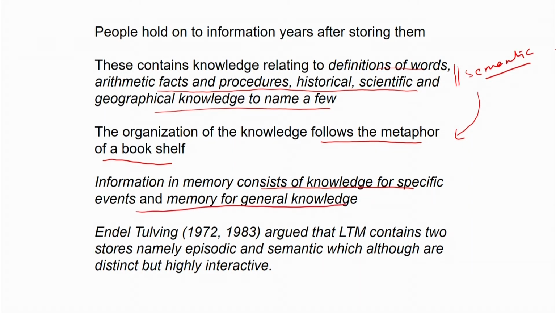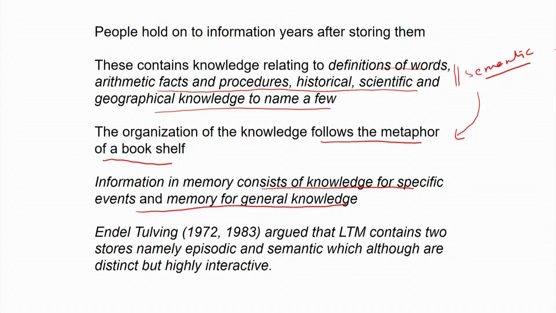So this is basically how the bookshelf metaphor really works. It is believed that semantic memory also follows a metaphor like this. This is how most items or most facts are arranged in semantic memory. So information in memory consists of knowledge of specific events and memory for general knowledge. As I said, basically most information in memory will be either personal or general knowledge. Think of how facts about general knowledge are stored, and so mostly they follow a metaphor which is equal to a bookshelf.